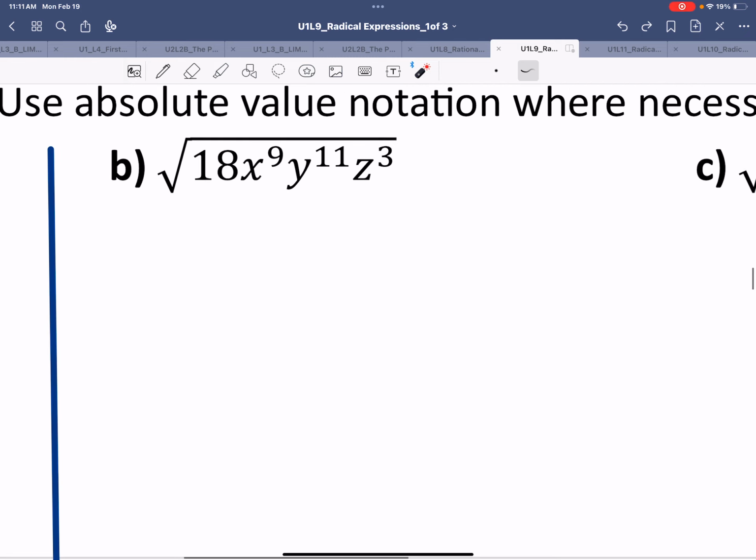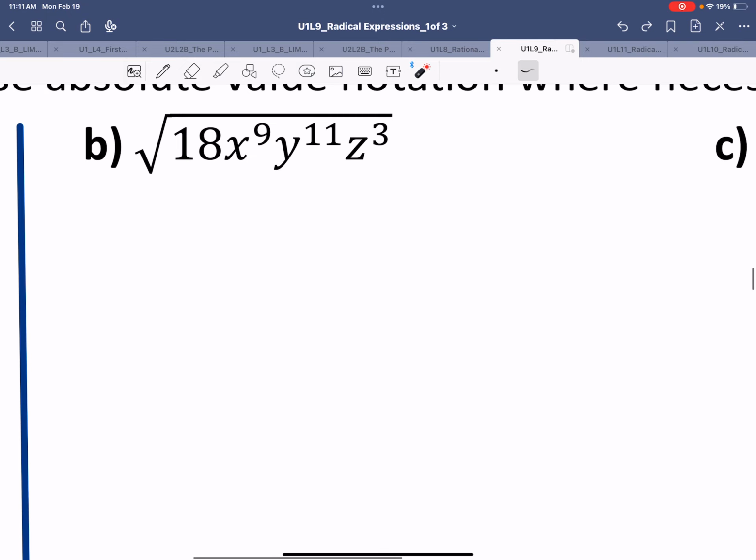So we have the square root of 18 x to the 9 y to the 11 z cubed. We have an even index, a power of 2, which means we need to break down the coefficient into two factors, one of them a perfect square, and also x to the 9, y to the 11, z cubed. All of these need to be broken down into powers that are even multiples, right?